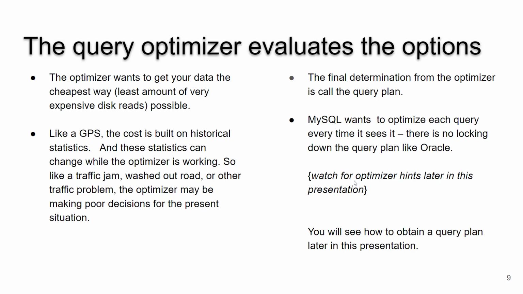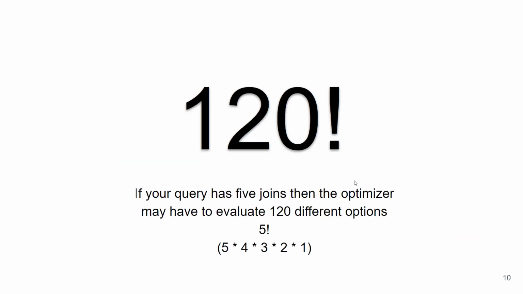Now, the optimizer, when it goes through all the options, will produce something called a query plan. I'll show you how to get one of those in a minute. And by the way, MySQL wants to optimize a query each time it sees it. Other databases like Oracle, you can actually lock down the query. MySQL wants to re-optimize it every time. Now, there are some other ways to get around that that are later in the slide deck. I'm not going to be able to cover it today. So, if you have 5 joins, that means 5 different tables that can be put together 5 different ways. That's 5 factorial or 120 different options. Writing an optimizer is a major undertaking.